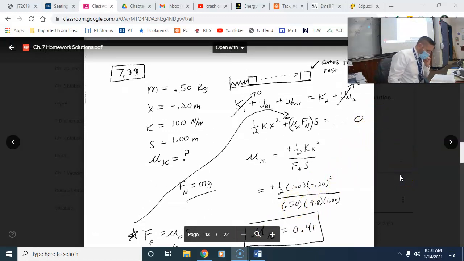All right. A block with mass 0.5 kilograms is forced against a horizontal spring of negligible mass, compressing the spring a distance of 0.2 meters. When released, the block moves on a horizontal tabletop for 1 meter before coming to rest. The force constant K of the spring is 100 newtons per meter. What is the coefficient of kinetic friction mu K between the block and the tabletop?